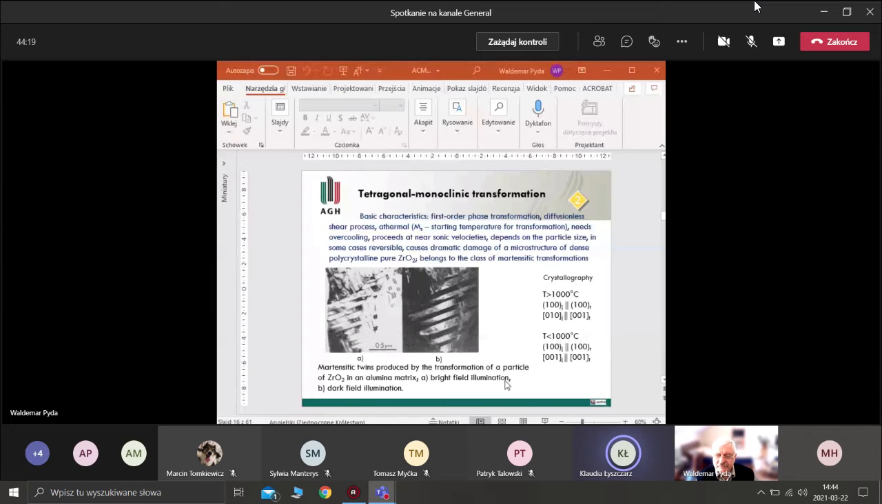Yes, so as we could have seen on the previous slides, you said that transformation from monoclinic to tetragonal takes place in higher temperature than in the reversed direction. So I mean, the mechanism of those two transformations is different.